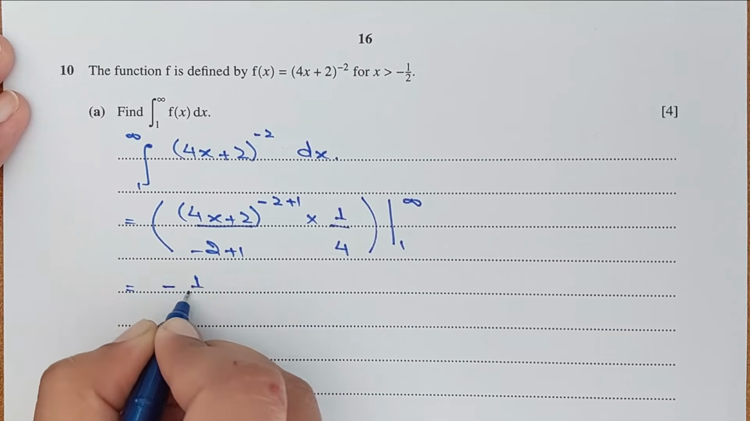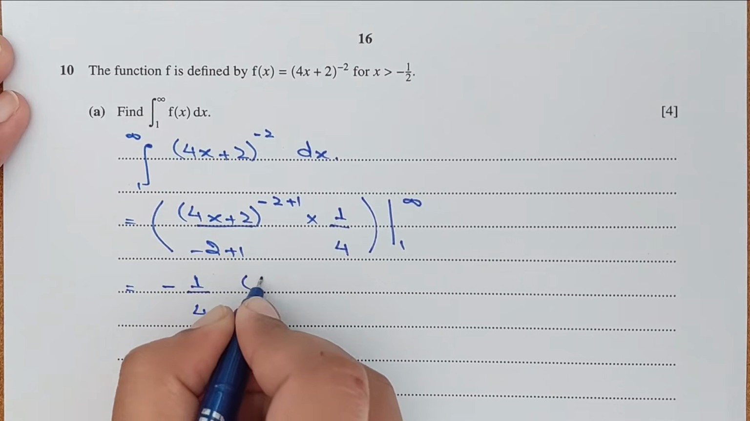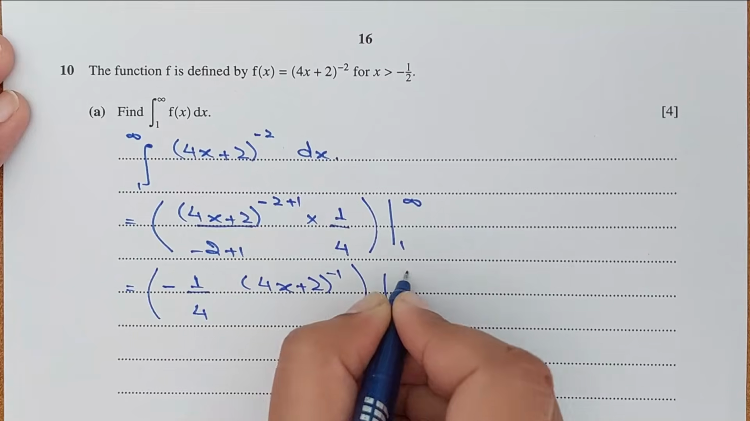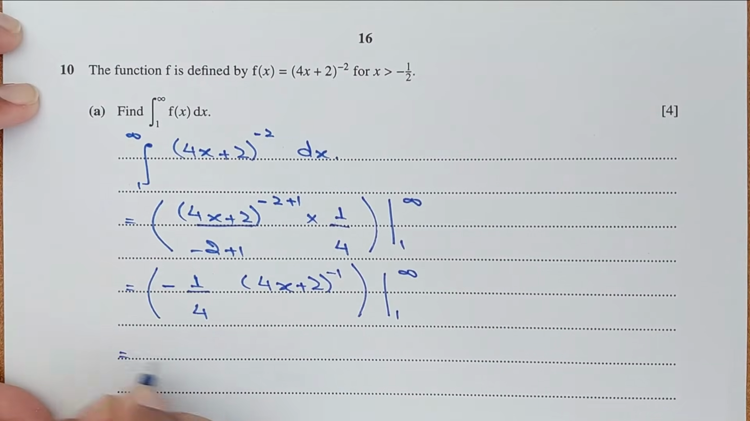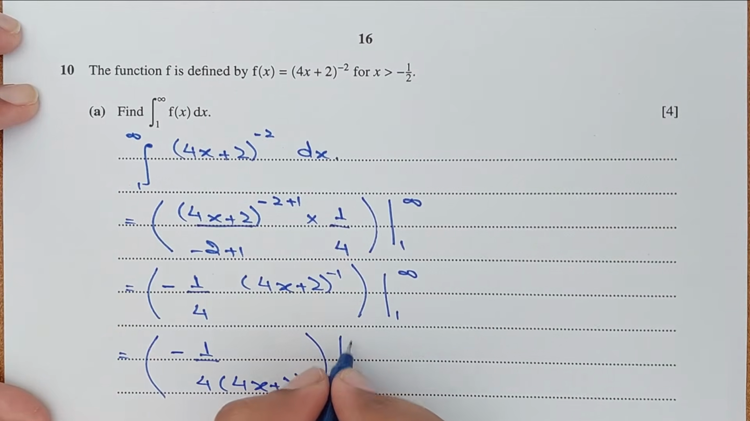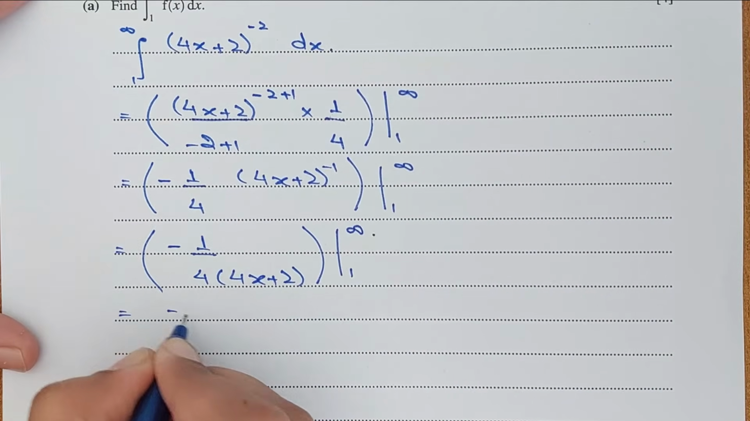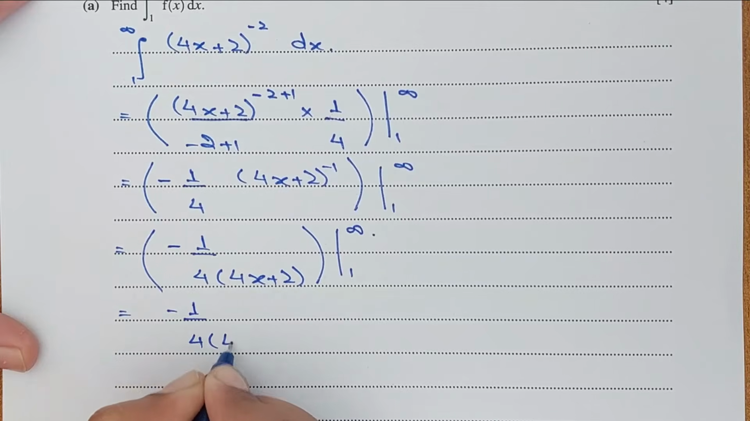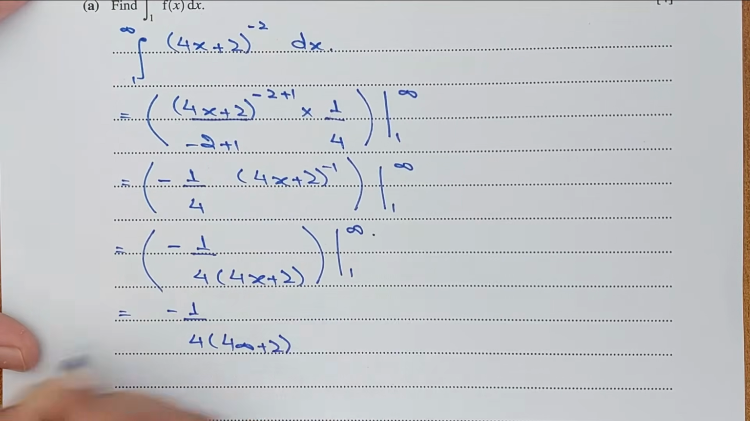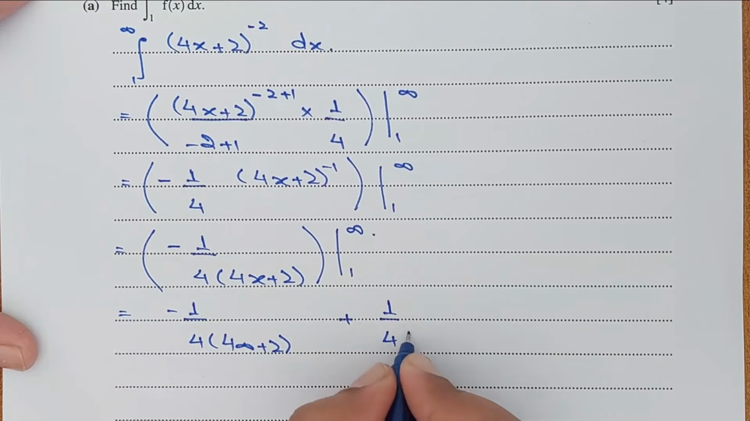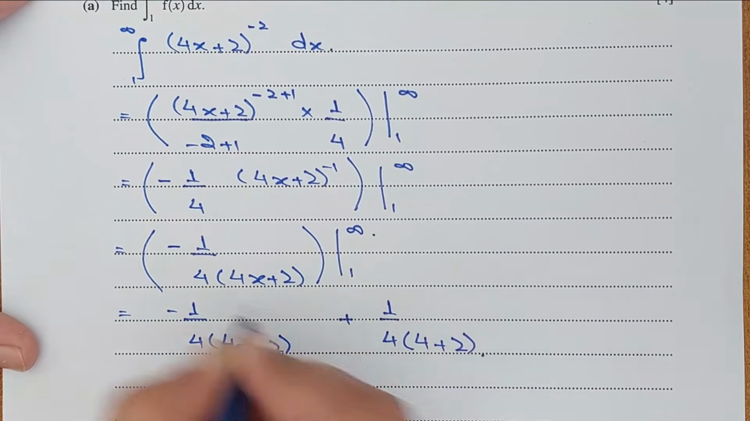So this is minus 1 by 4, 4x plus 2 to the power minus 1 from 1 to infinity, right? So we can say minus 1 by 4 into 4x plus 2 from 1 to infinity. Now let me substitute the limits. So minus 1 by 4, 4 infinity plus 2 for the upper limit, plus 1 by 4 for the lower limit, minus times minus would be plus, 4 plus 2. We have 1 here.